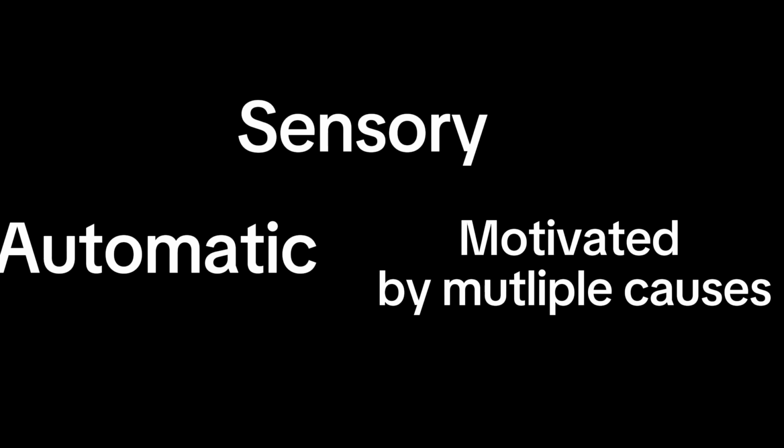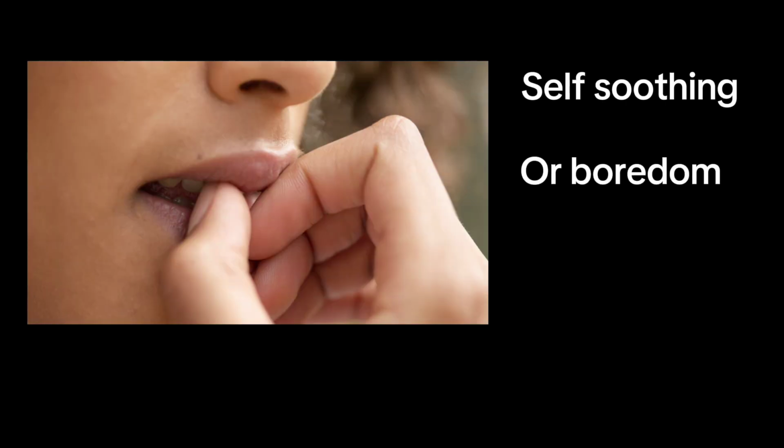And the final reason for behavior is sensory. Sensory behaviors are automatic and can be motivated by multiple reasons. For an example, someone who bites their nails may do it as a means of self-soothing or just out of boredom. Now that you've figured out the why of the behavior, now it's how are we going to fix that?